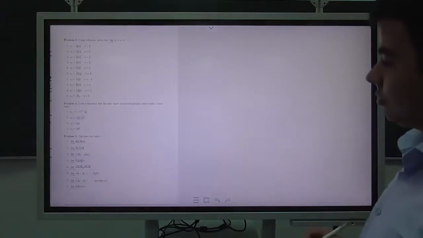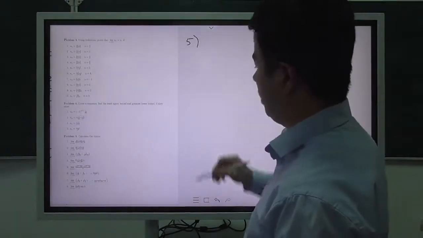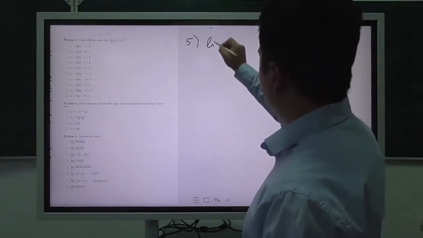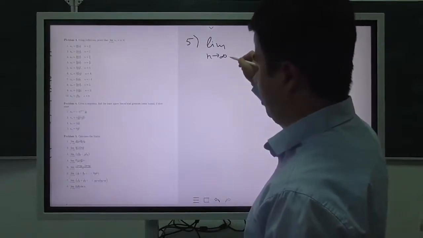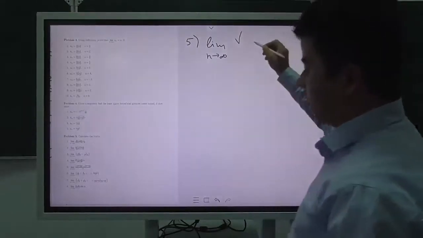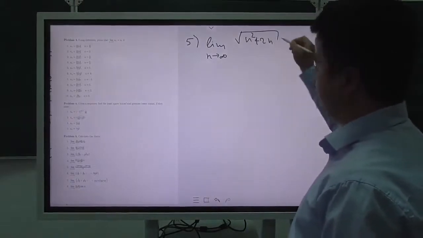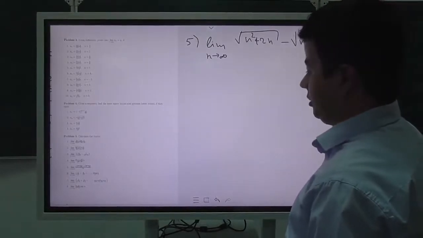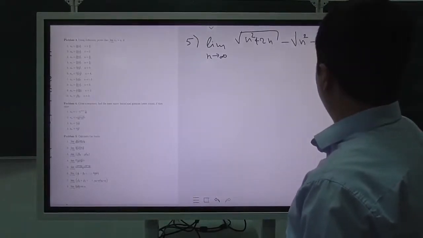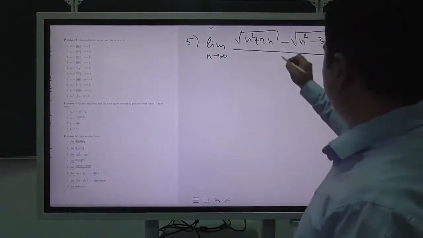So, number 5. Limit n tends to infinity of square root of n squared plus 2n minus square root of n squared minus 3n, over 5.